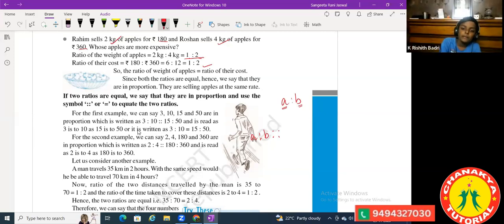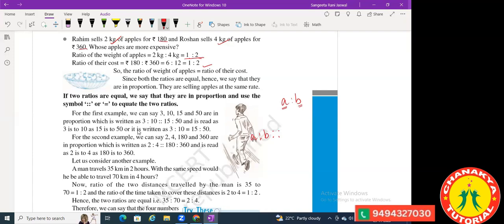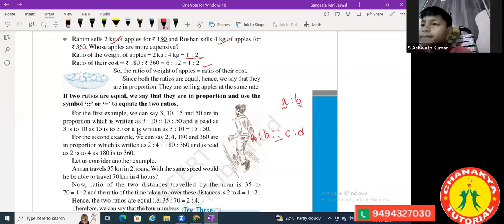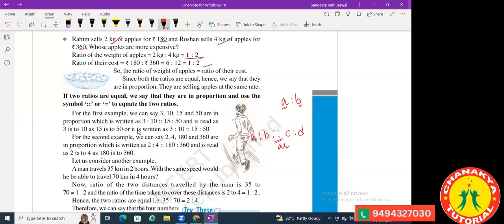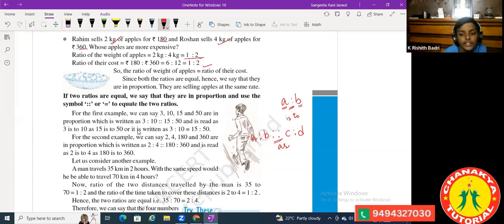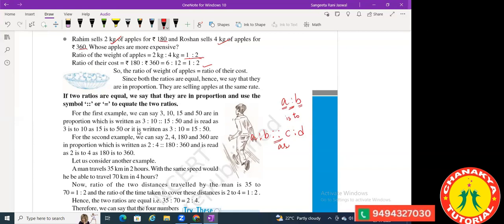Ma'am, what do we call it? Like for a ratio we say "is to", then what do we call the proportion sign? We read it as "as": A is to B as C is to D. We read the ratio as A is to B, C is to D, but the proportion sign we read as "as". A is to B as C is to D. Now the proportion sign is like this, 4 dots.